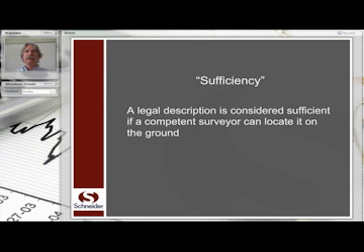And one of the things we need to think about is sufficiency. Because if you have descriptions that cannot be interpreted, whether with extrinsic evidence or not, then we've got a problem if they cannot be interpreted.